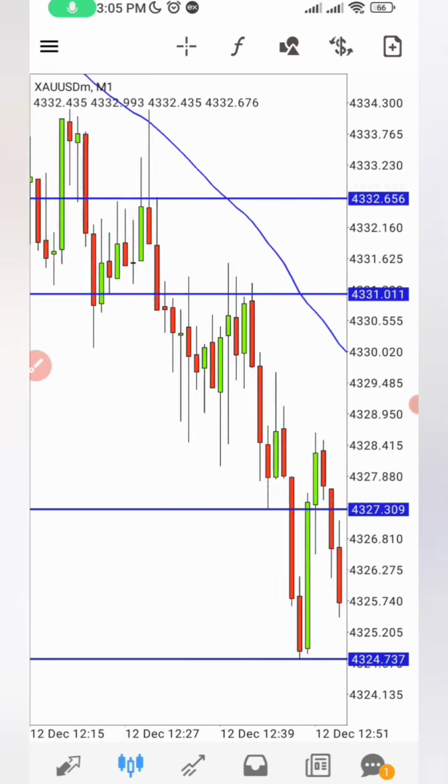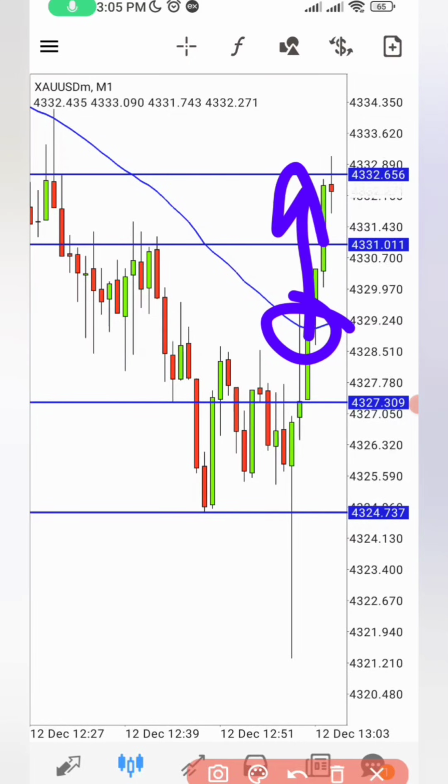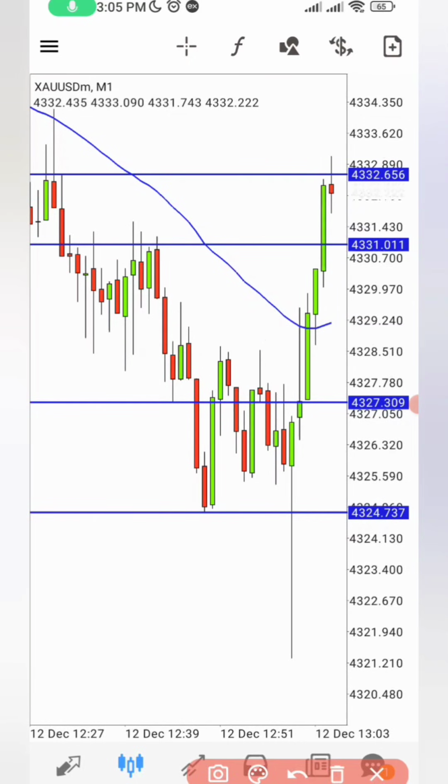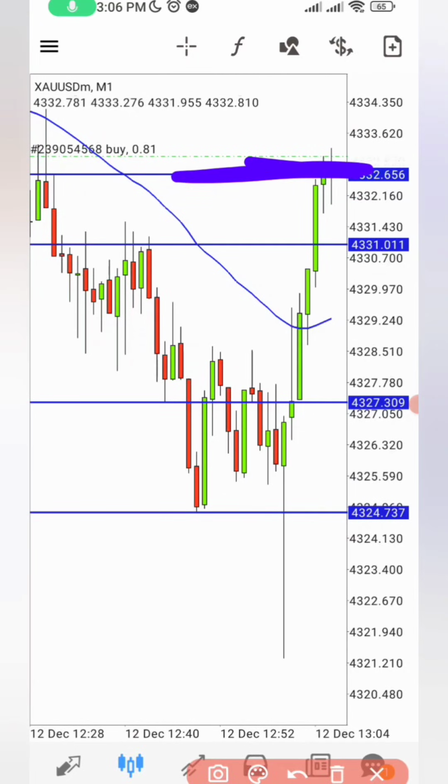So if you close above this one, we have to enter. You can see that this indicator is now starting to turn, going up. So when you have the right indicator, this new indicator, and also trade exactly as you must, being patient and waiting for the right signals, you can enter good trades just like this one and get good profits.